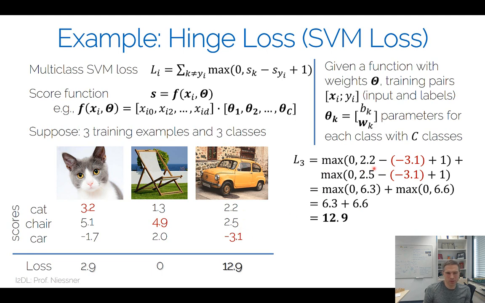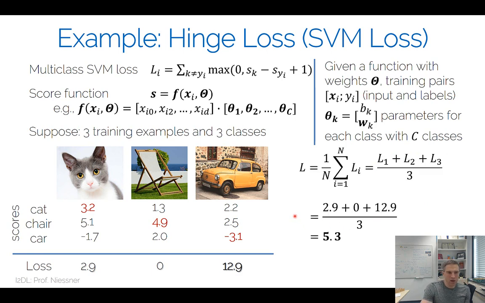So now here it's like 2.2 minus 3.1 plus 1. So this is a very high value at 6.3, right? 6.3 is high, and then 2.5 minus 3.1 plus 1, it's 6.6. And then if you're adding it up, that's also a relatively high value at the end.